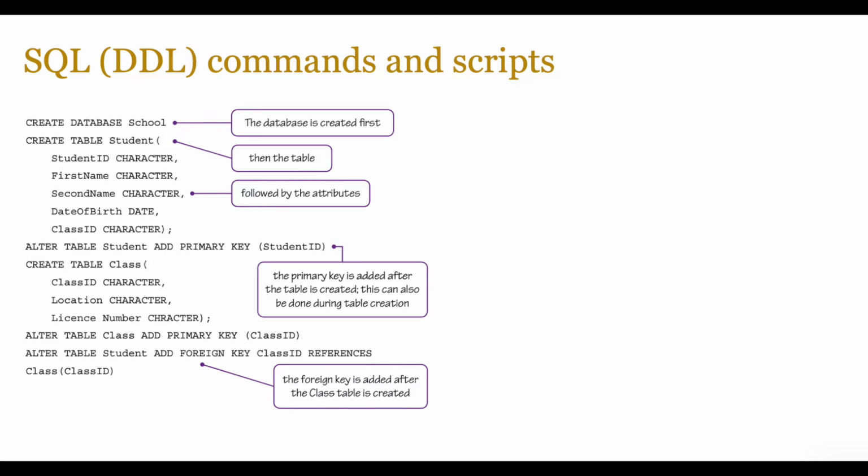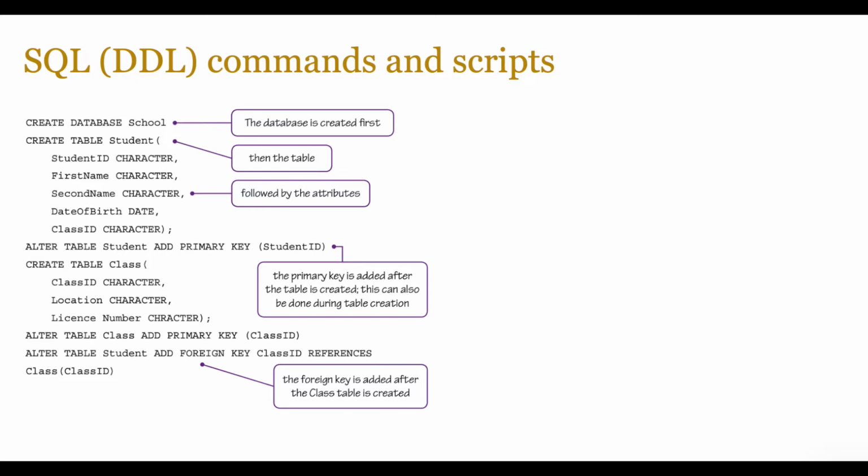Now you can see how simple it is. Create database school, that's the name of the database that you want to create. Create table student within that school database. And in this table, you use round brackets and then define the various different attributes that are part of that student table. For example, student ID, first name, surname, date of birth, and class ID.